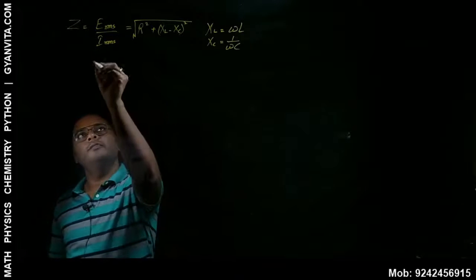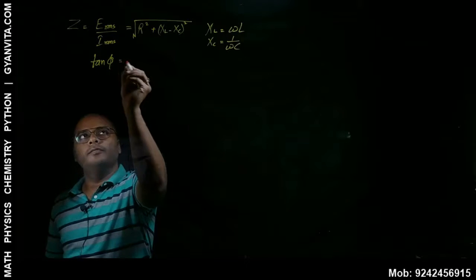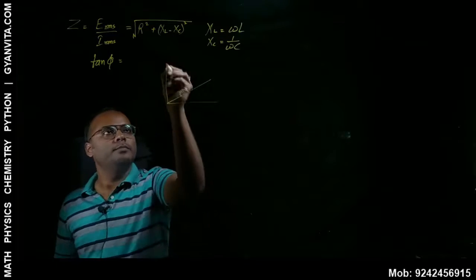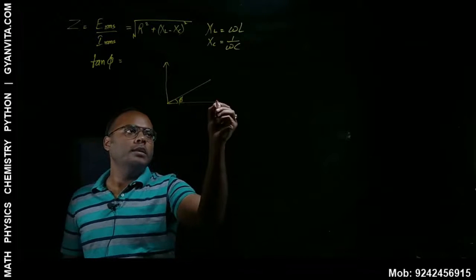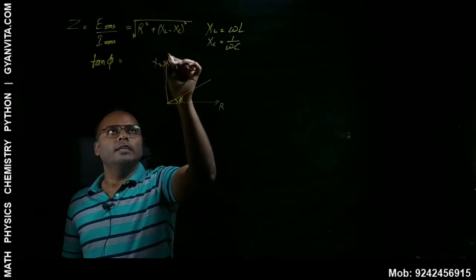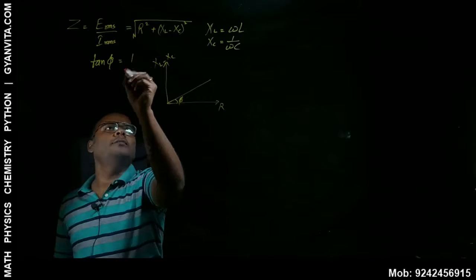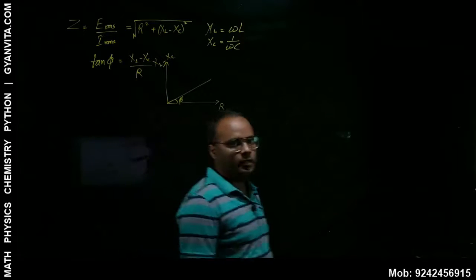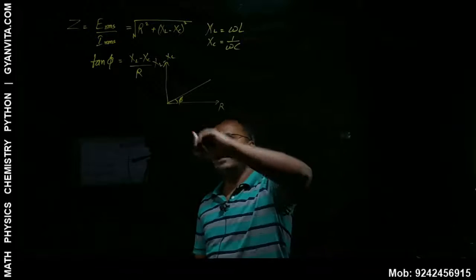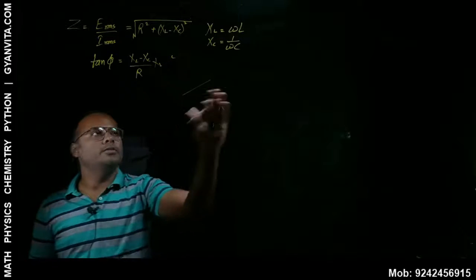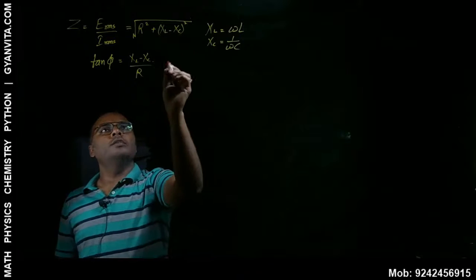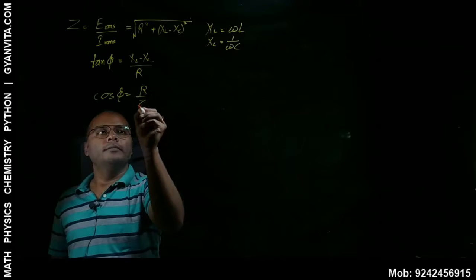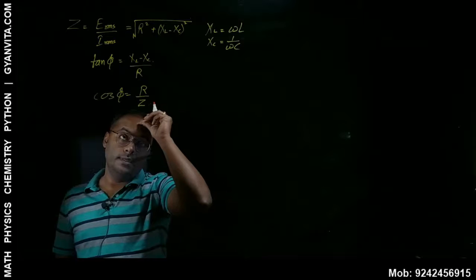Then you have already seen that tan phi came from this diagram. This was phi, this was R, and this was XL minus XC. So tan phi is nothing but XL minus XC divided by R. And in the same way, we have also seen that cos phi is equal to R divided by Z.